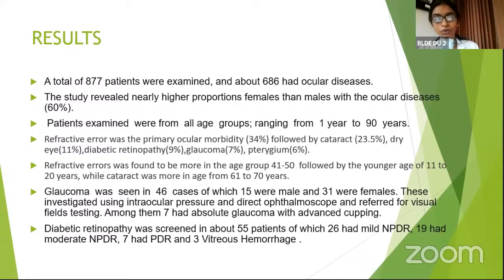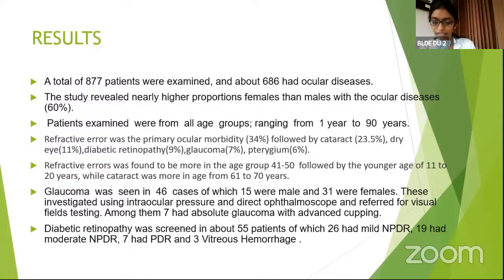Refractive error was found to be more in the age group of 41 to 50, followed by the younger age group of 11 to 20 years, while cataract was more in the 61 to 70 years group. Glaucoma was screened in 46 cases, of which 15 were male and 31 were female. Investigations such as intraocular pressure and direct ophthalmoscopy were done, and for visual fields they were referred to a hospital. Among the 46 cases, 7 had absolute glaucoma with advanced cupping.